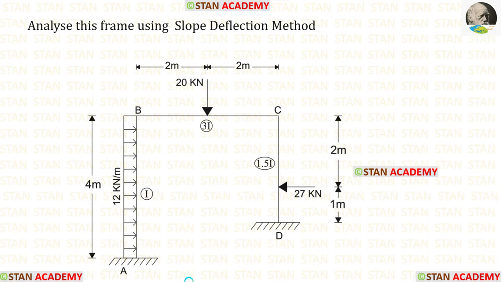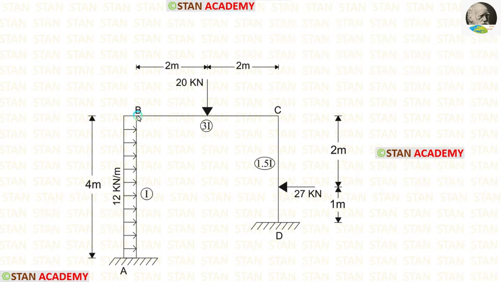Hello everyone. Today we are going to analyze this frame using the slope deflection method. Before analyzing, let us see the frame one time. In this frame, there are two columns, column AB and column CD. Also, there is a beam BC.